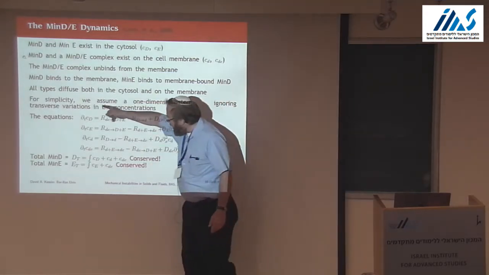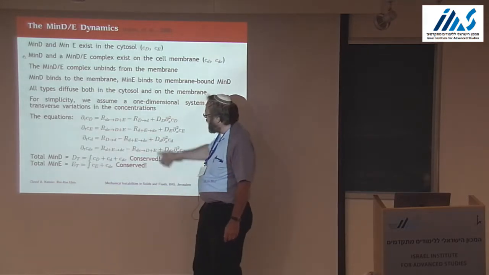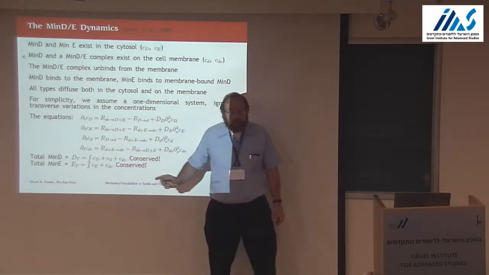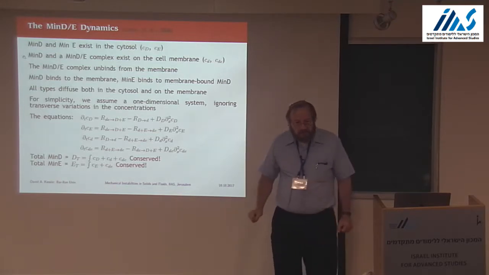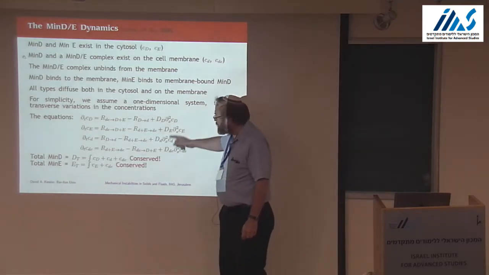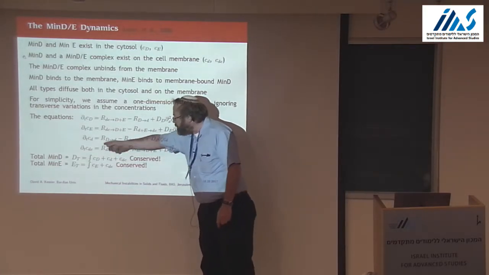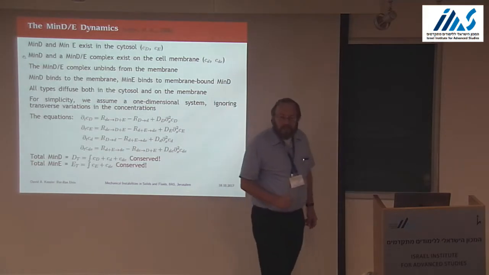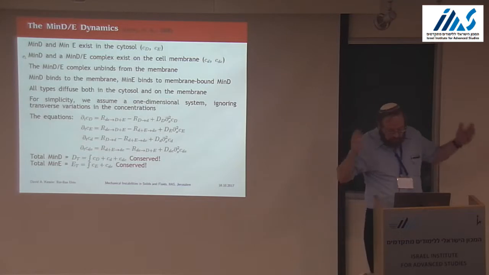If you look at this equation and this equation, you find that all the reaction terms vanish. And therefore, the total amount of D is conserved. And similarly, if you add this equation and this equation, this term cancels that term, this term cancels that term, and the total amount of E is conserved. All right? So that's just a feature of the model.